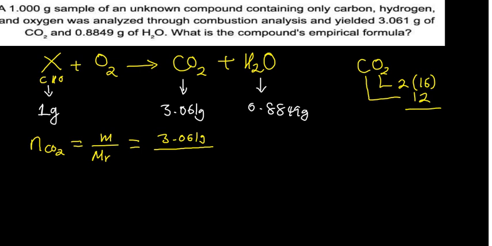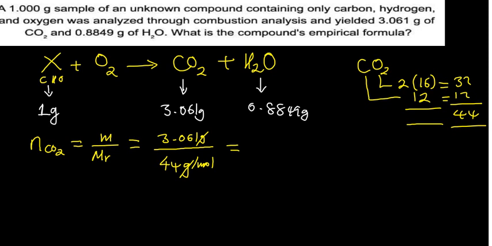Can someone add that? 2 times 16, is it 32? And then we have 32 plus 12, which is 44. So we're going to divide by 44. Molar mass is given in grams per mole, so this gram and this gram will cancel. The unit for number of moles is moles. That's the mole that will remain. So you can go direct and punch: what is 3.061 divided by 44?